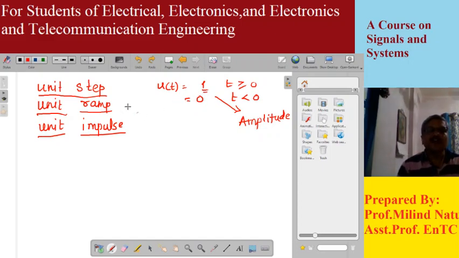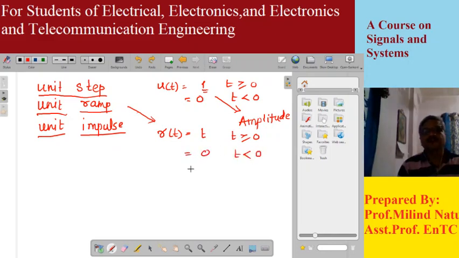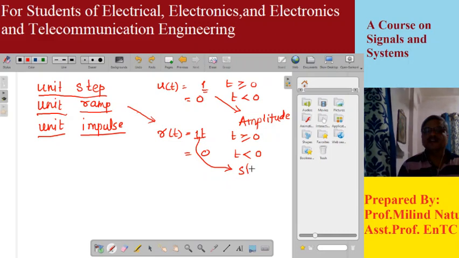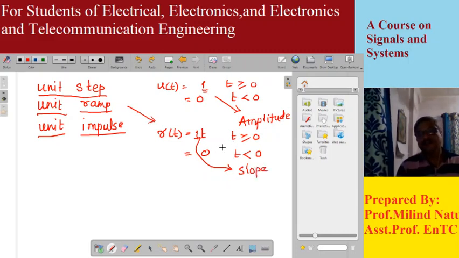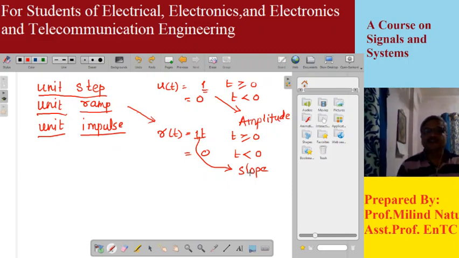Similarly, the unit ramp we have mathematically defined as r of t equal to t for t greater than or equal to 0 and 0 for all values of t less than 0. Here we have to once again take note that this coefficient, which is hidden as a 1, is the slope. Please keep this distinguishing point in mind very well. Here this 1 indicates the amplitude in the unit step, and here this 1 indicates the slope, and this slope also may change.